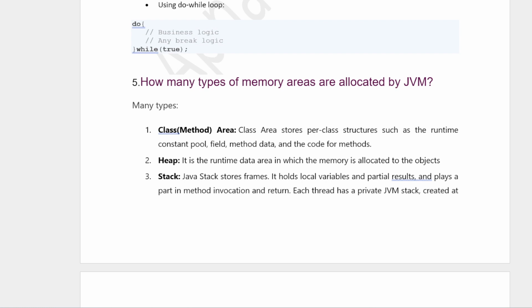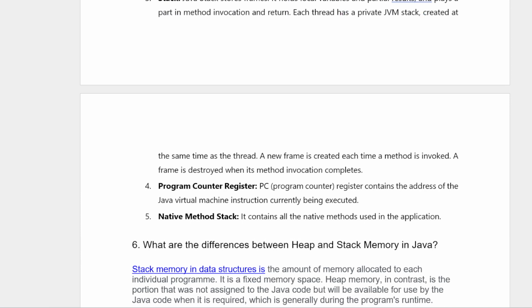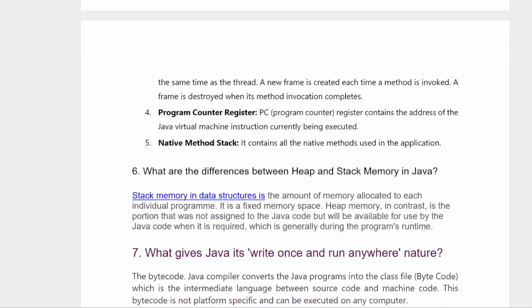Inside the method area, the class area stores per-class structures such as the runtime constant pool, fields, method data, and code for the methods. In the heap, when we create an object at runtime, it is created on the heap. The stack holds local variables and methods. These are the uses of the stack memory. PC and native are not such important questions. The three important ones are the method area, heap, and stack.